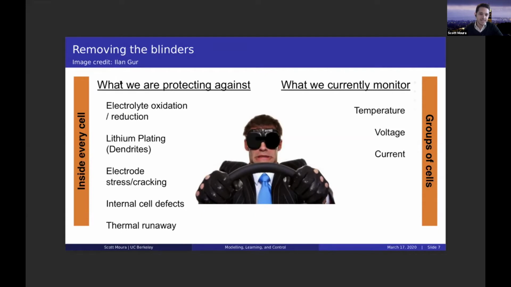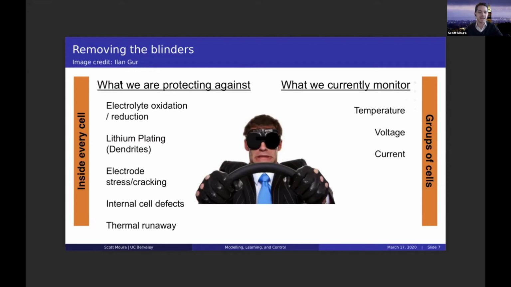While he was running this AMPed program, he described it as follows. We're trying to protect against a number of degradation mechanisms shown on the left, but the reality is that we can monitor extremely little. In the best case, in say an electric vehicle, we might be able to measure voltage across the cell terminals, current going through the cell, and perhaps temperature at the surface of the cell.